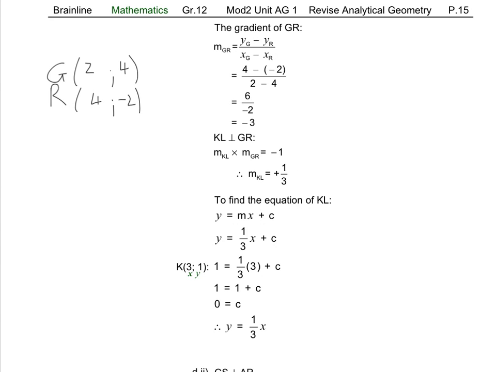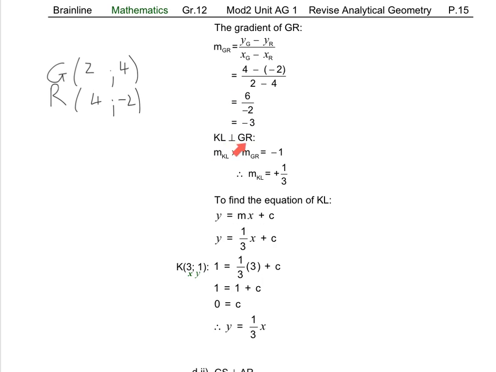We can also work out the gradient of GR by taking the difference in y values over the difference in x values. So 4 minus 2 over 2 minus 4. The minus times the minus becomes a plus, so 4 plus 2 is 6, and 2 minus 4 is minus 2. So 6 divided by minus 2 is minus 3.